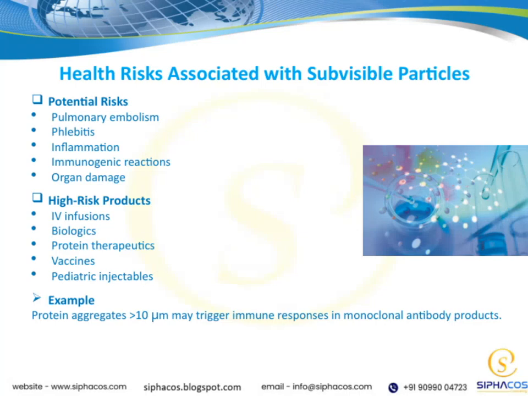Let's talk about the health risks linked to subvisible particles in medicines. These tiny particles can cause serious problems, like pulmonary embolism, phlebitis, inflammation, immune reactions, and even organ damage. Certain products carry higher risks, especially intravenous infusions, biologics, protein therapeutics, vaccines, and pediatric injectables. For example, protein aggregates larger than 10 microns in monoclonal antibody treatments can trigger unwanted immune responses. Understanding these risks helps us design safer therapies and protect patients better.